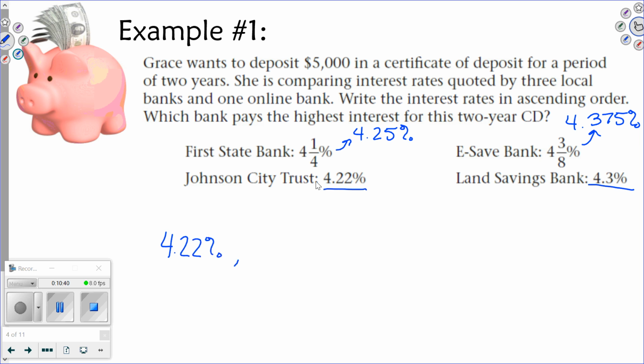And then which one? Good. The 4.25. Good. The land savings, 4.3. And then 4.375. So the question asked, which bank pays the highest? The eSave Bank.